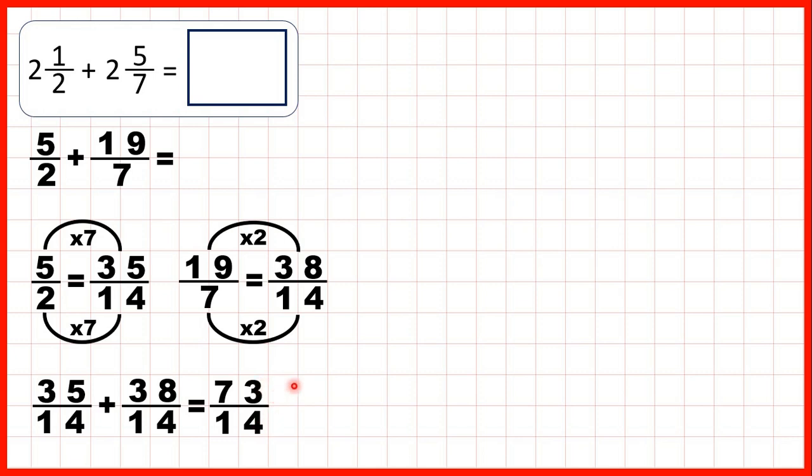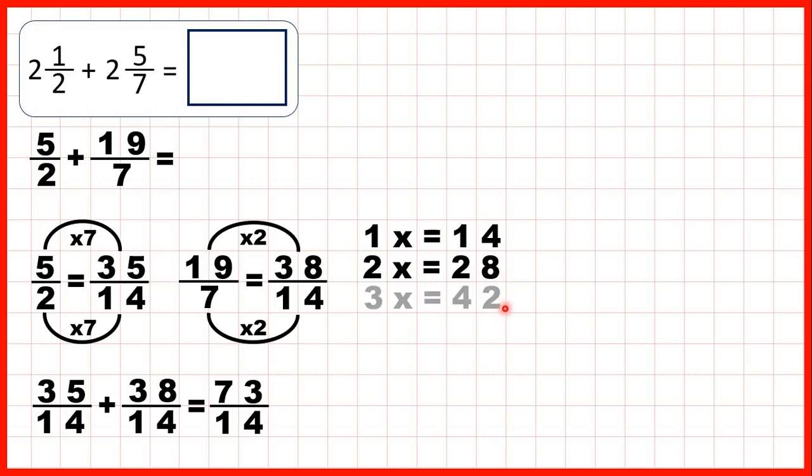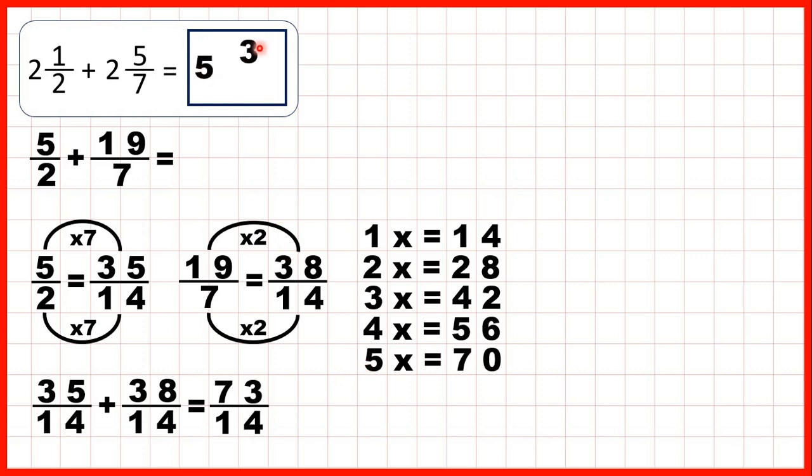This one's a little tricky, but remember 1 times 14 is 14, so 2 times another 14 is 28. 3 times 14 must be 42. If we keep on adding 14, 4 times is 56, and 5 times is 70. So 73 divided by 14 is 5, remainder 3, and the denominator stays the same. And we can check 5 times 14 is 70, plus 3 is 73. So that's 5 and 3 over 14 as our answer.